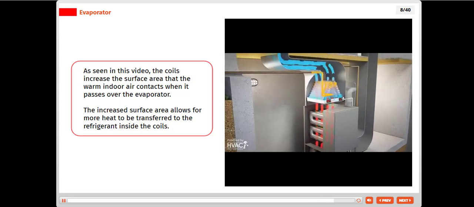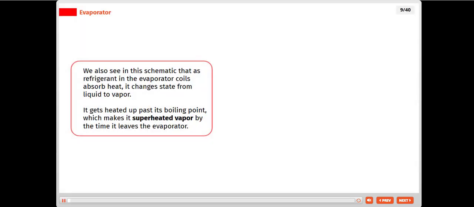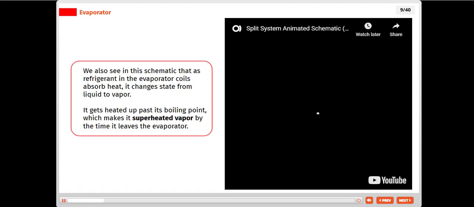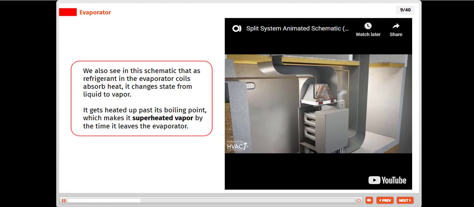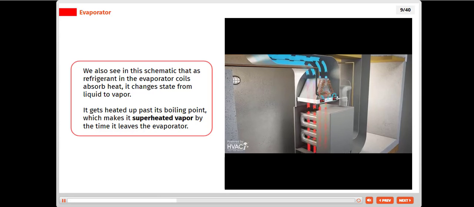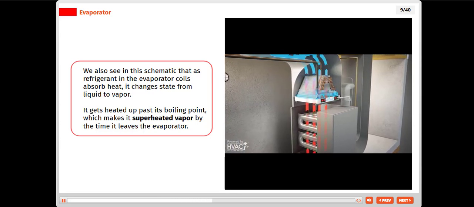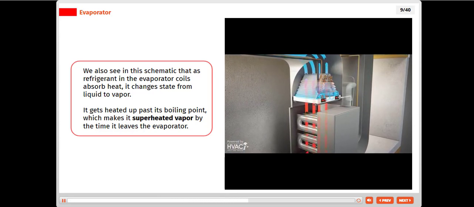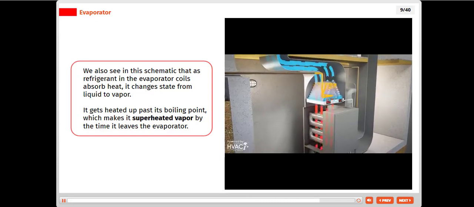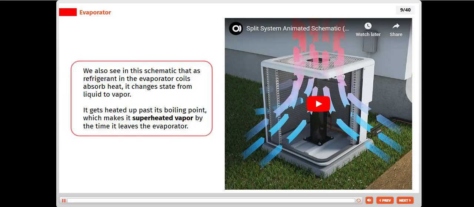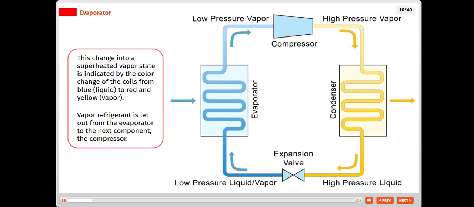We also see in this schematic that as refrigerant in the evaporator coils absorbs heat, it changes state from liquid to vapor. It gets heated up past its boiling point, which makes it superheated vapor by the time it leaves the evaporator. This change into a superheated vapor state is indicated by the color change of the coils from blue, liquid, to red and yellow, vapor. Vapor refrigerant is let out from the evaporator to the next component, the compressor.